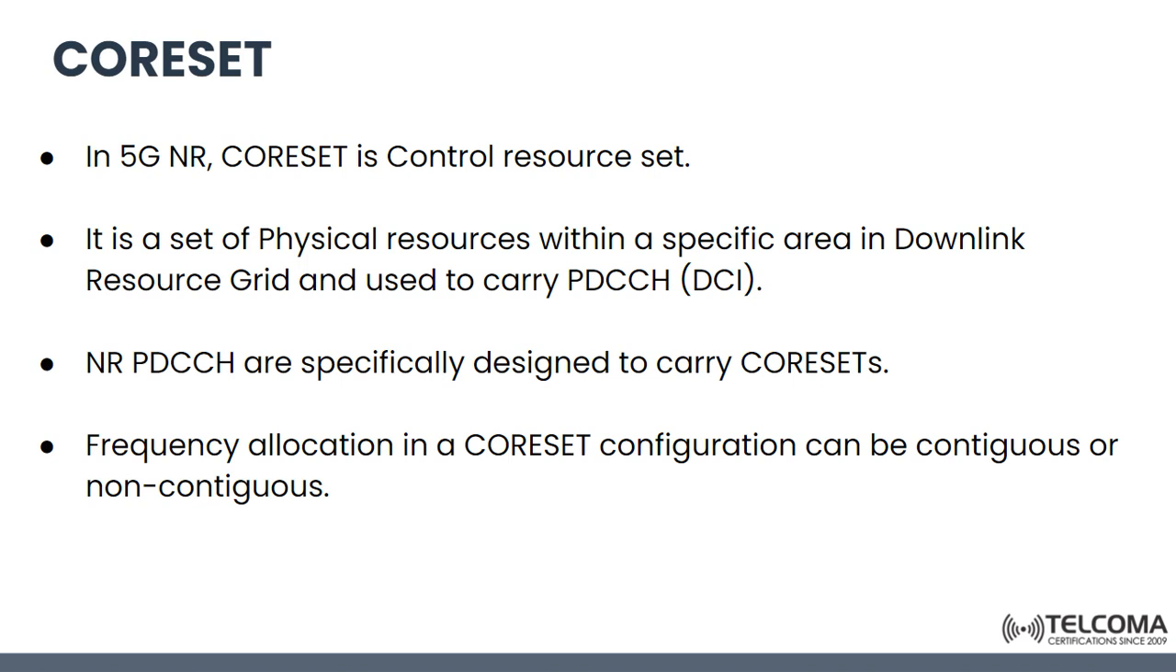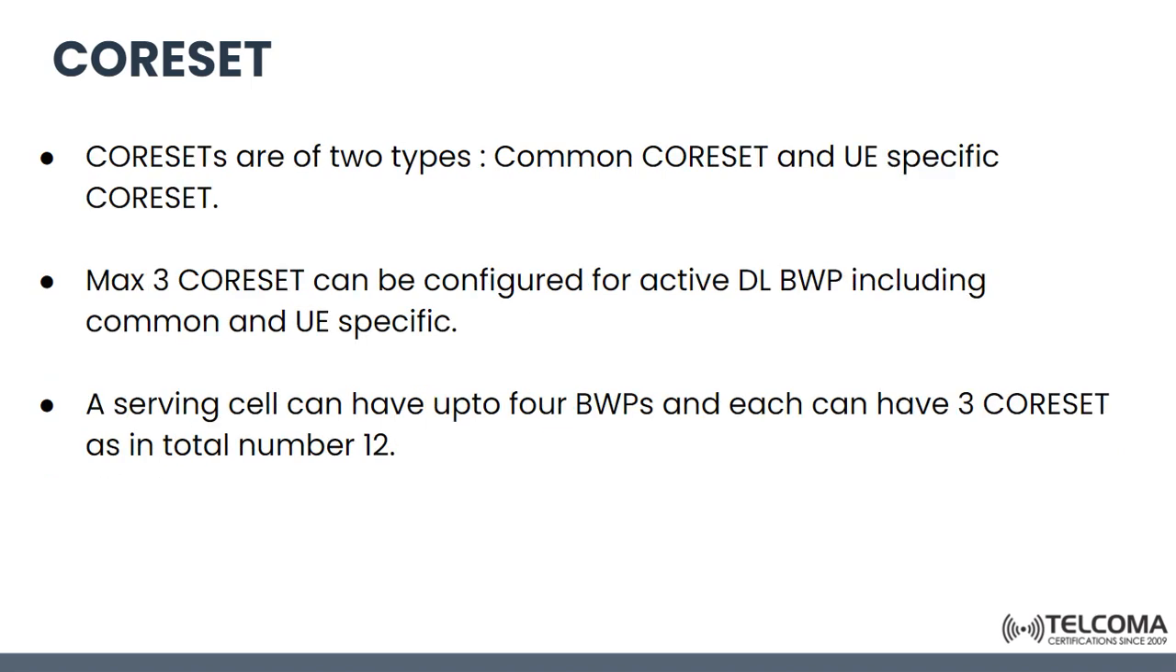They are specifically designed to carry CORESETs. Frequency allocation in this can be contiguous or non-contiguous in nature. Now this is of two types, common and UE specific. A maximum of 3 can be configured for a downlink bandwidth part, including the common and the UE specific. A serving cell can have up to 4 bandwidth parts, and each can have up to 3 CORESETs, that means a total of 12.